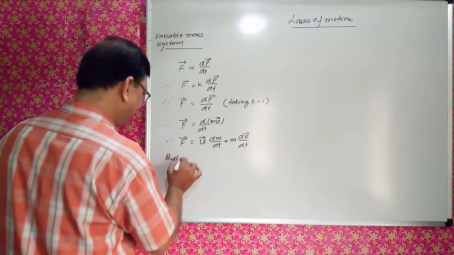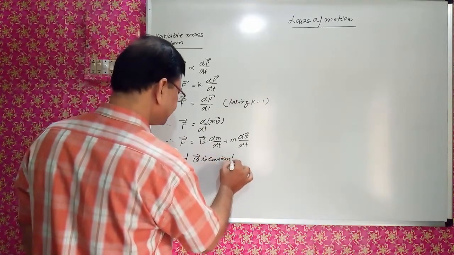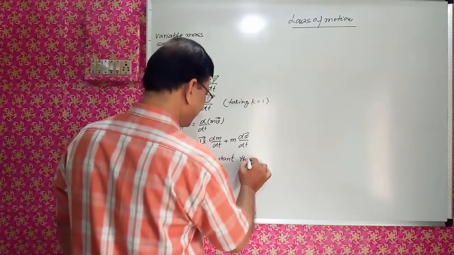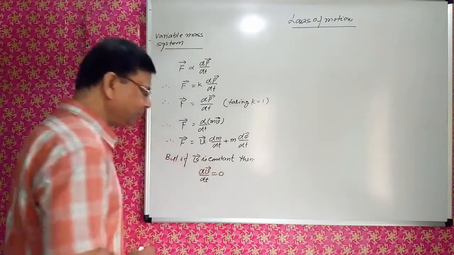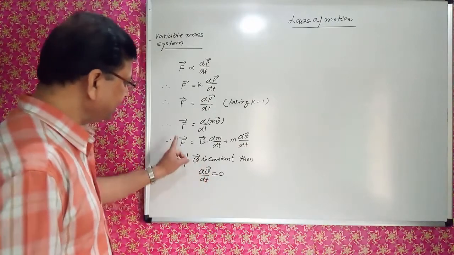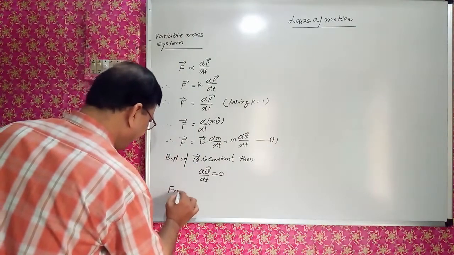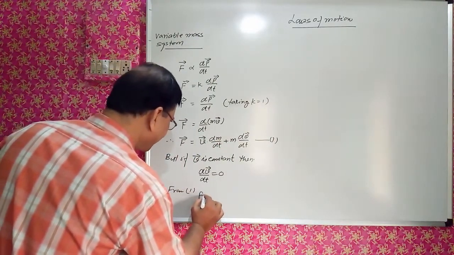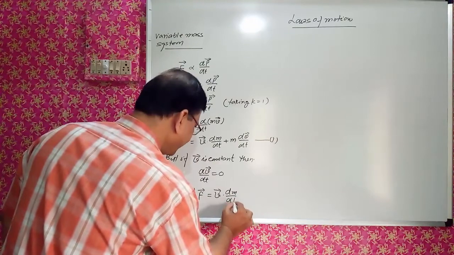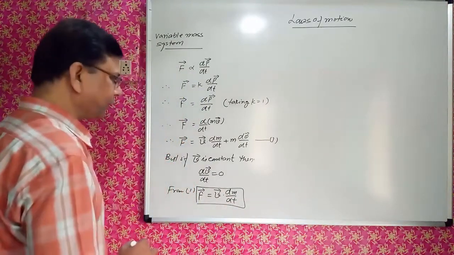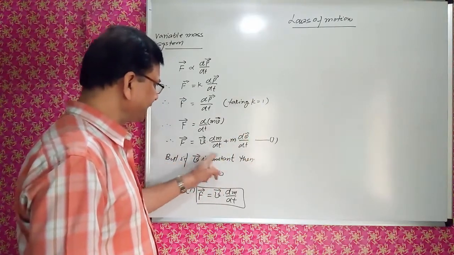But if v is constant, then dv upon dt will be equal to 0, because v is constant, this part will be 0. Therefore, from equation 1, F is equal to v dm upon dt. This relation is very important because dv upon dt will become 0, so this part will become 0 and we will get only this part.